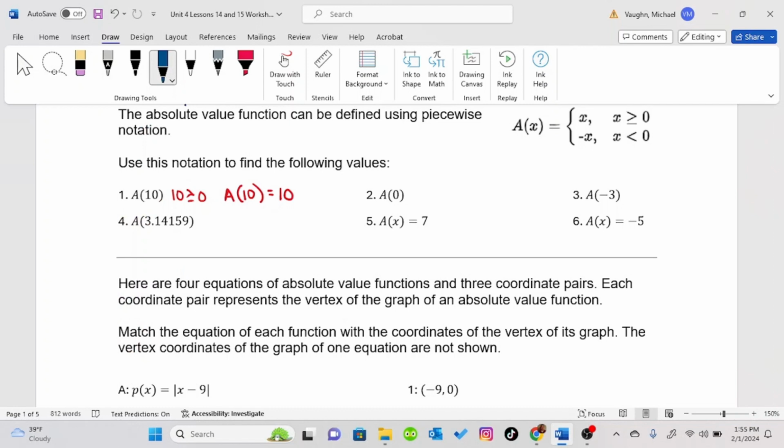Number 2, a of 0. We're saying 0 is our x. This would fall under the top rule. 0 is greater than or equal to 0. Therefore, the function a of 0 equals x, and we said x is 0.